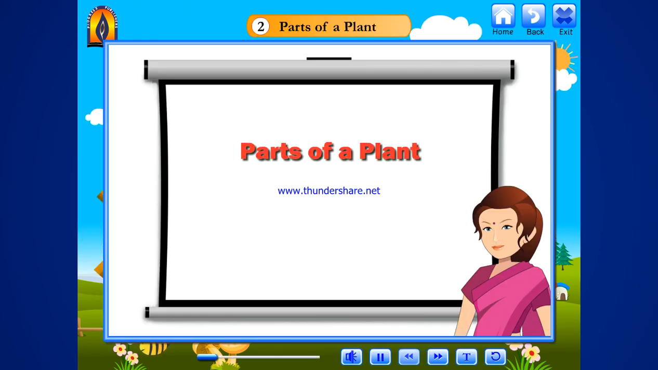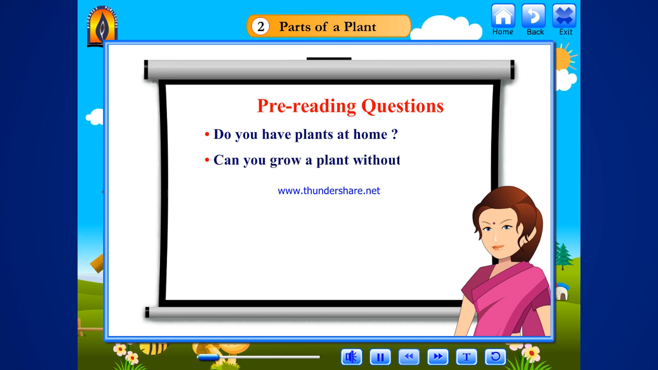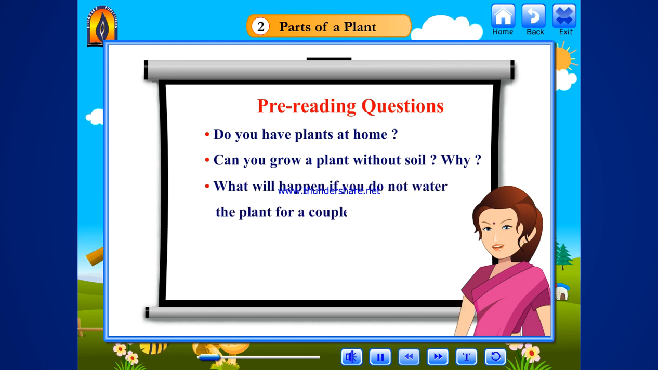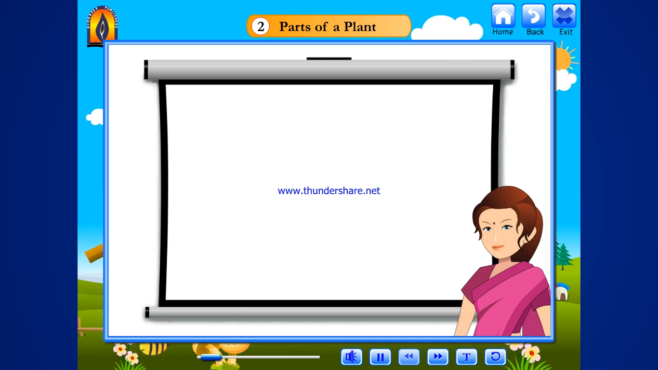Parts of a plant. Pre-reading questions. Do you have plants at home? Can you grow a plant without soil? Why? What will happen if you do not water the plant for a couple of days? Aim: to familiarize the students with parts of a plant and the function of each part.